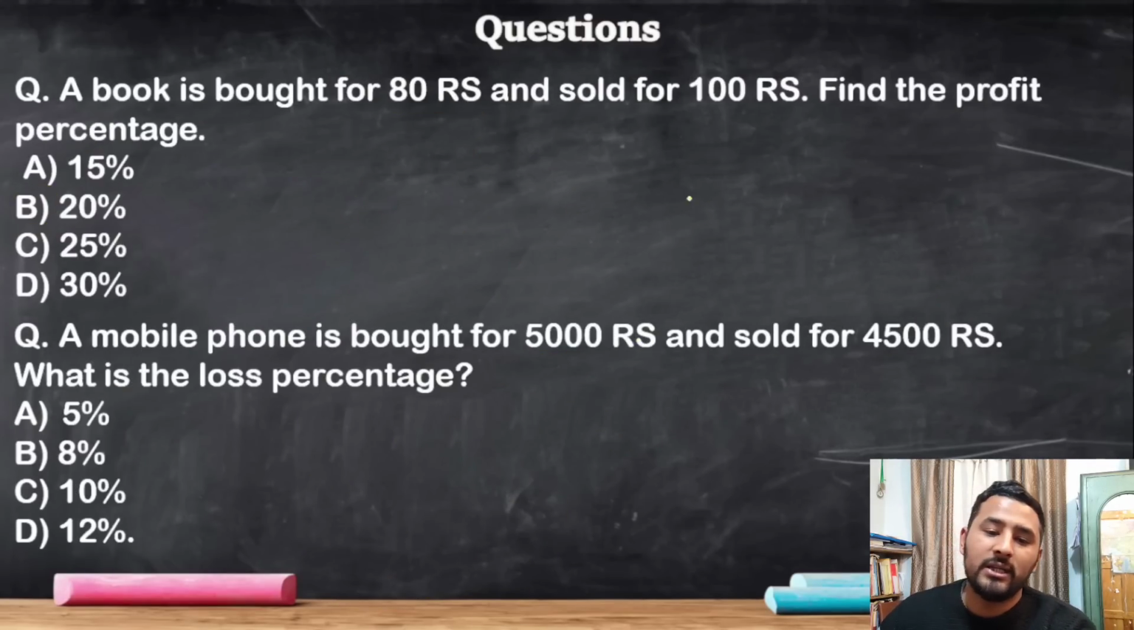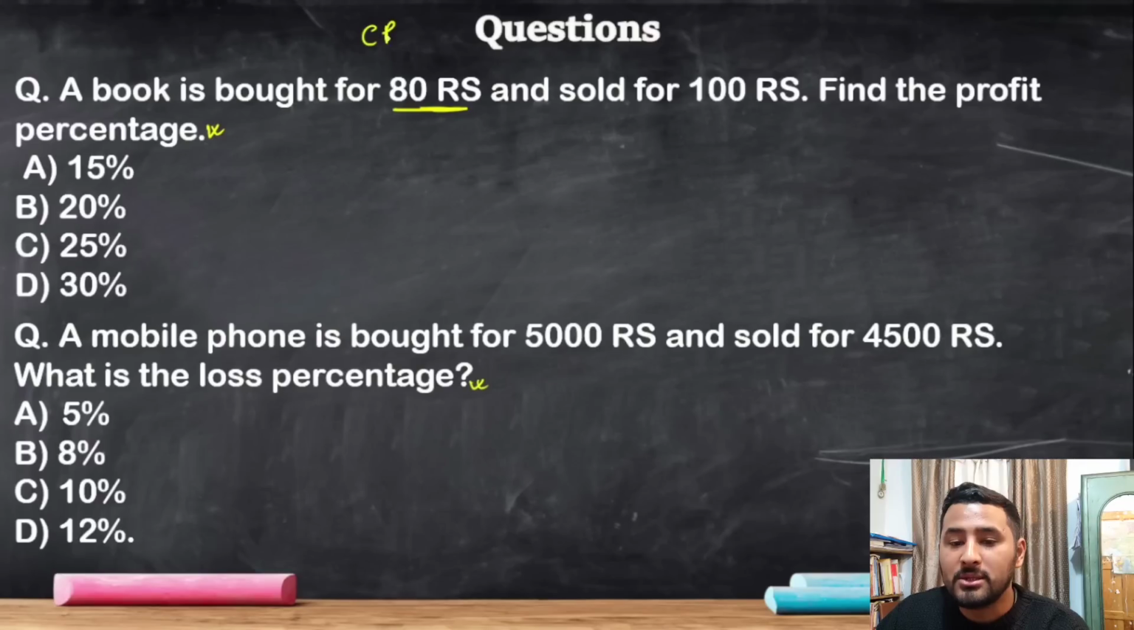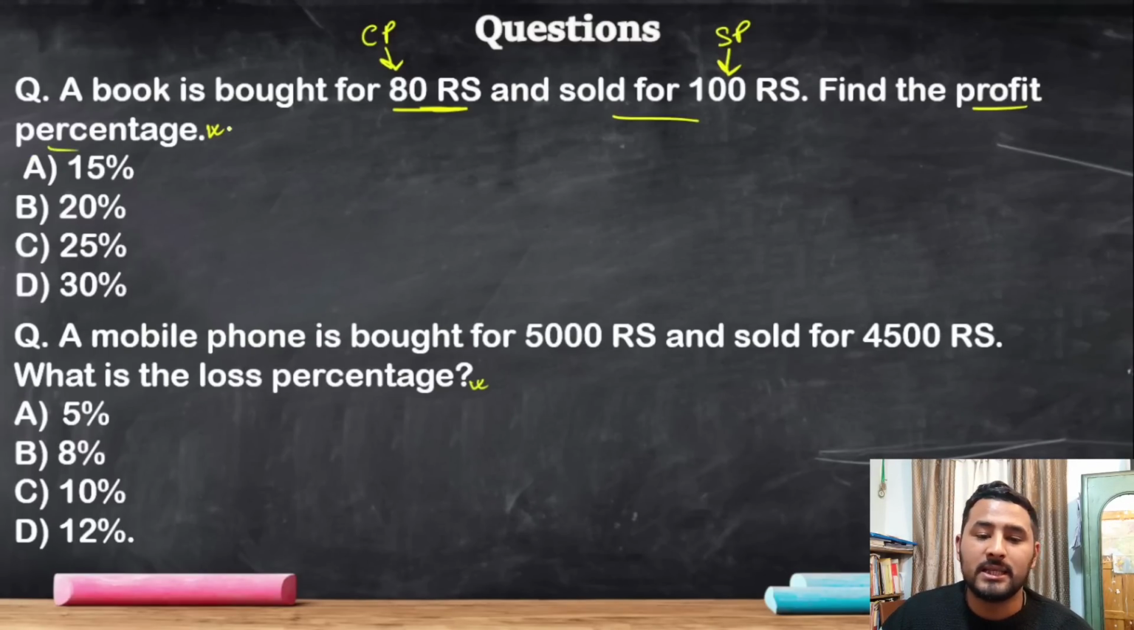Now let us see how to find profit percent using the formula that I have just given. How to find profit and loss percent. A book is bought for 80 rupees. Bought means CP, so our CP will be 80 rupees, and sold for rupees 100, so our SP will be 100 rupees. What you need to find is the profit percentage. Now we'll talk in percentage, not just the direct amount. How much profit in percentage?